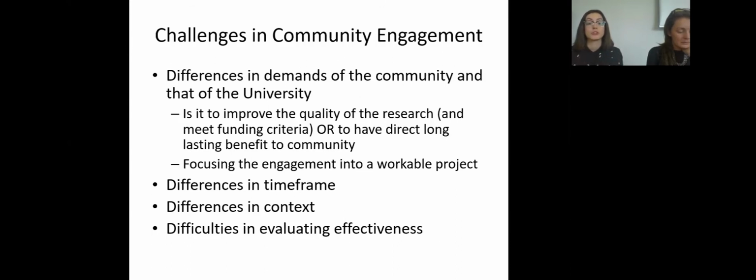There are also issues of focusing an engagement into a workable time frame. While researchers may want to spend years in the field and develop these long-lasting relationships, often the community engagement has to fit into the time frame of a study. There are also differences in context and differences in the population group that you want to work with. And also the question of how do we evaluate effectiveness?